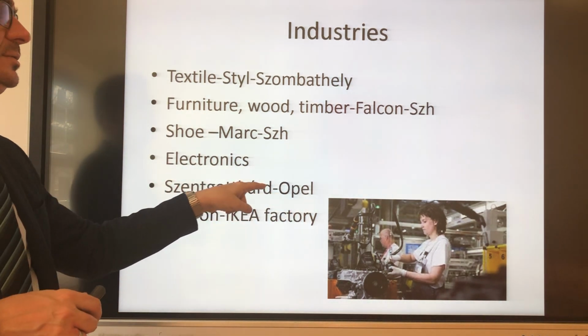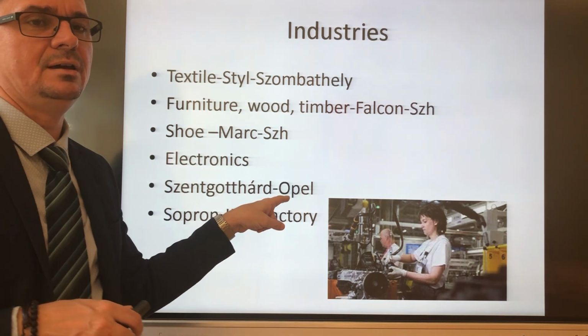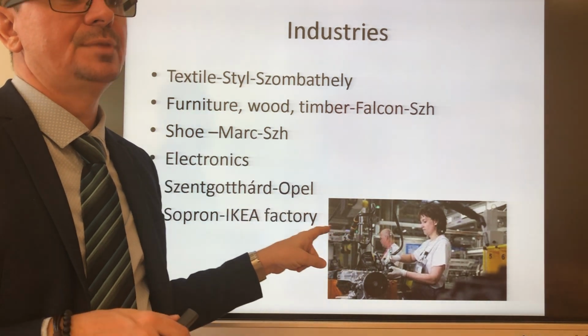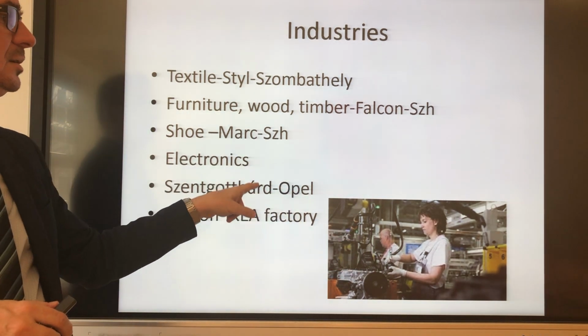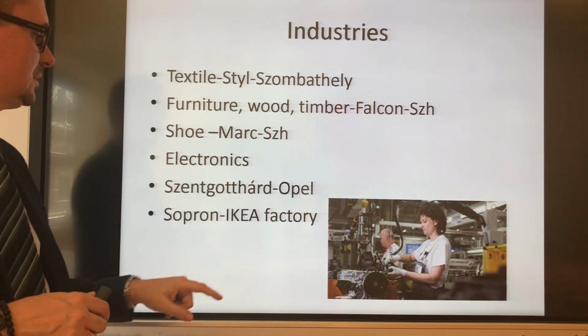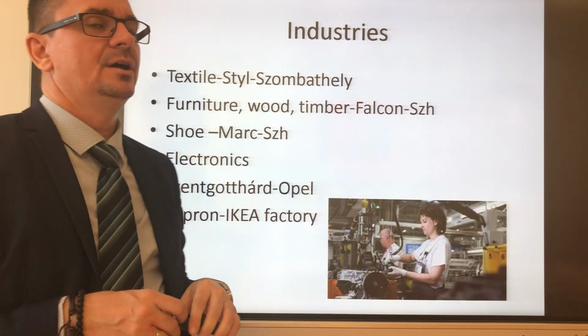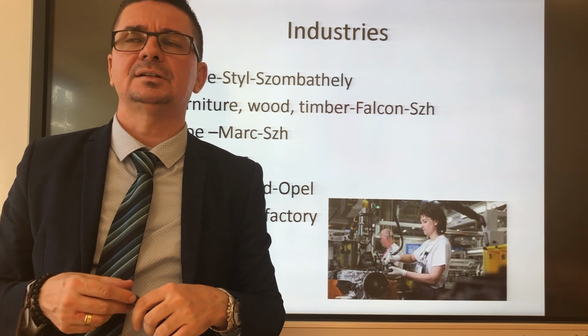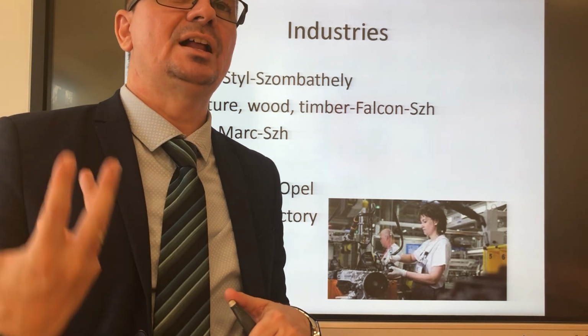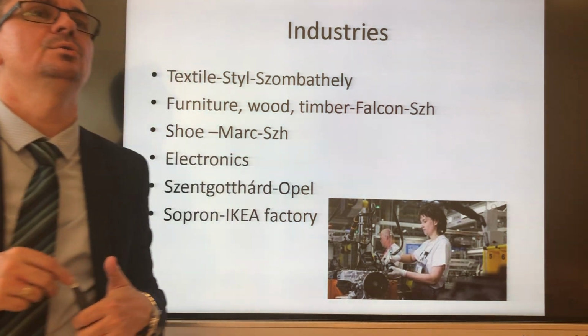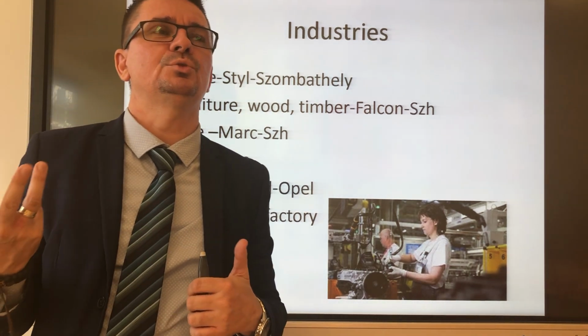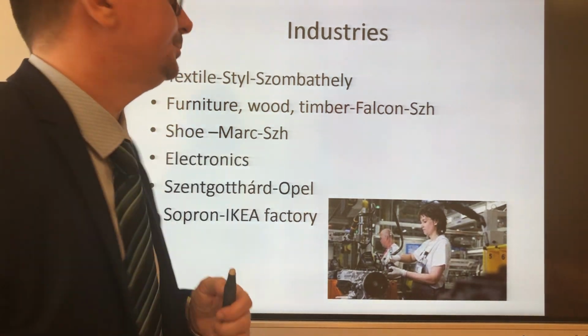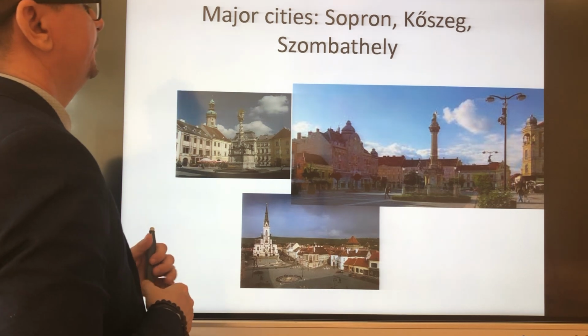Electronics, Szent-Gotthard Oppo, they produce here engines for Oppo cars. Now a big concern, a French concern, bought this company, and in Sopron there's an IKEA factory. A special kind of bookshelf unit is produced here, as I know. The fantasy name of the bookshelf is Billy. Okay, so you can find these there.